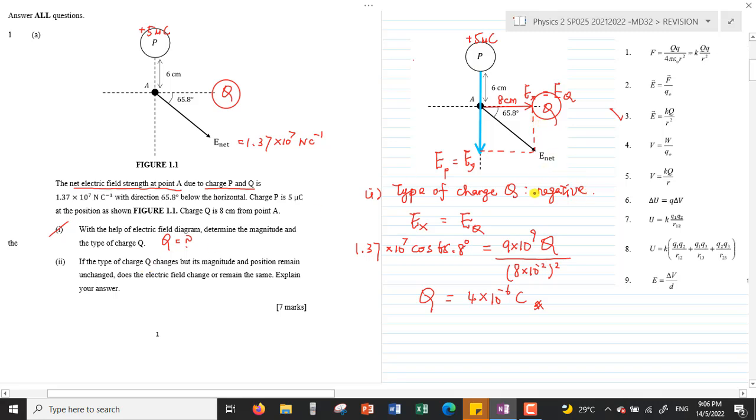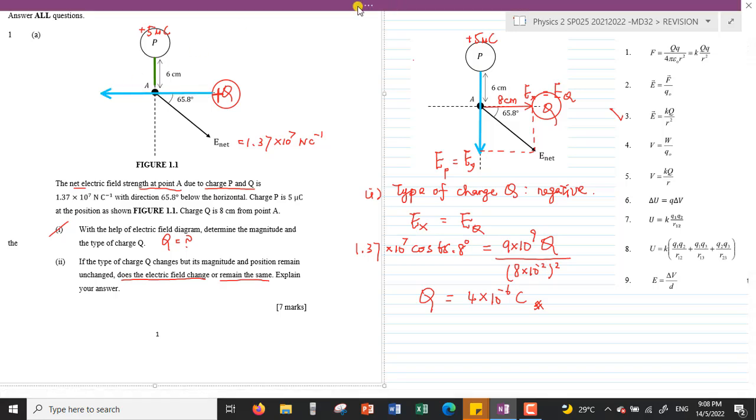Just now I said the charge Q is negative, so now I change it to positive charge. I change the type of charge Q, but the magnitude remains the same and the position remains the same, still 8 centimeter from point A. The question asks whether the electric field will change or remain the same. Since the type of charge has now changed to positive, the electric field created by charge Q will point leftwards.